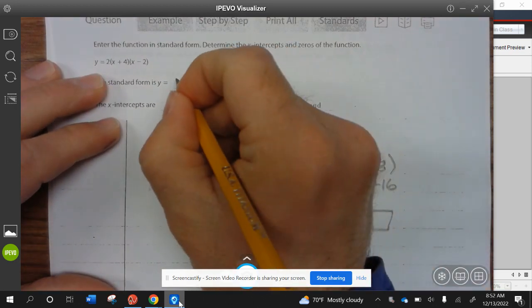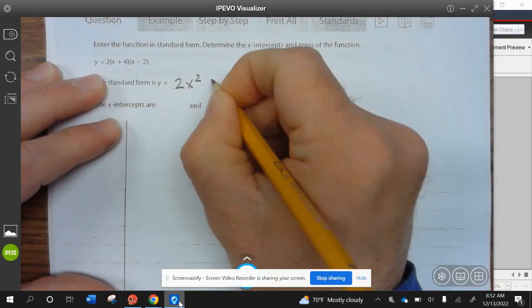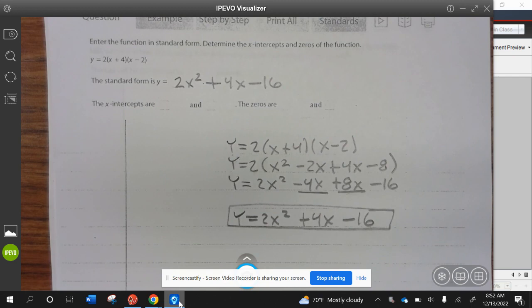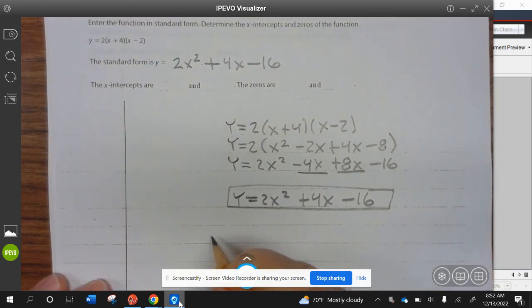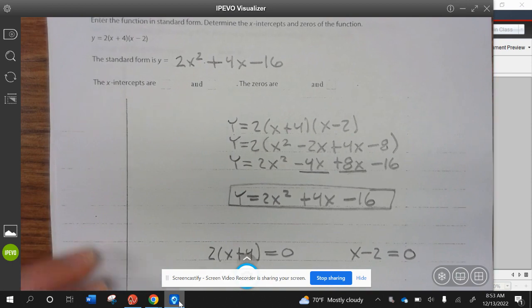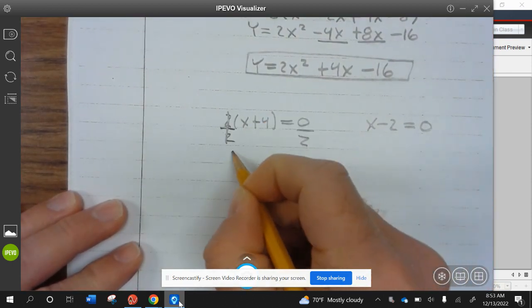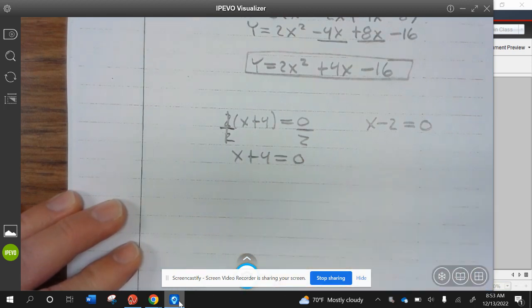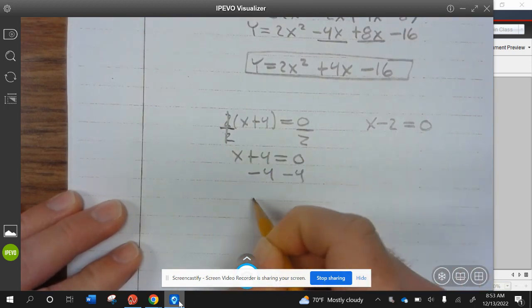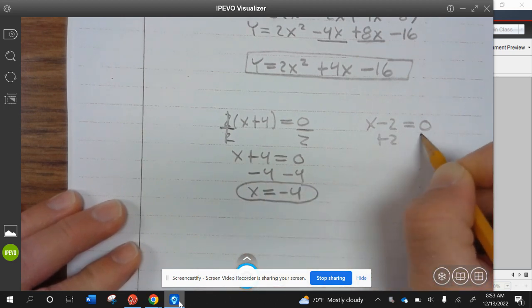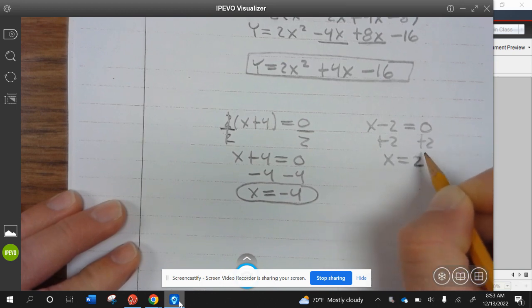So standard form is 2x squared plus 4x minus 16. All right, now to find the intercepts, we're going to set 2 times (x plus 4) equal to 0 and x minus 2 equal to 0. So we're going to divide both sides by 2. That becomes 1. x plus 4 equal to 0. Subtract 4 from both sides. x equals negative 4. Add 2 to both sides. x equals 2.